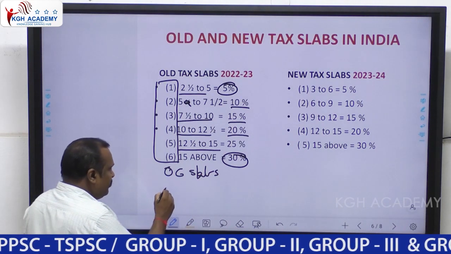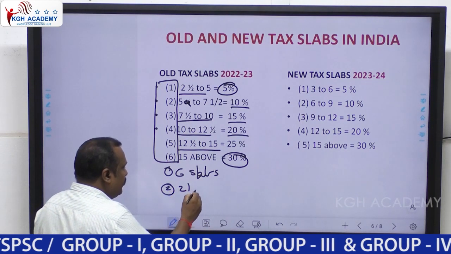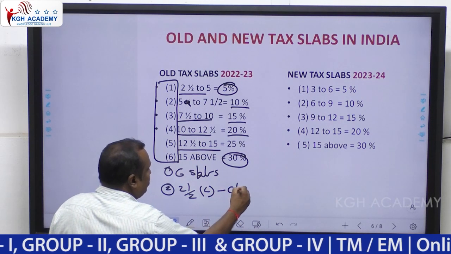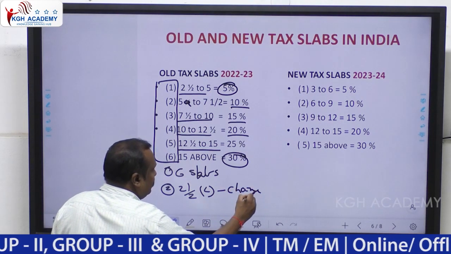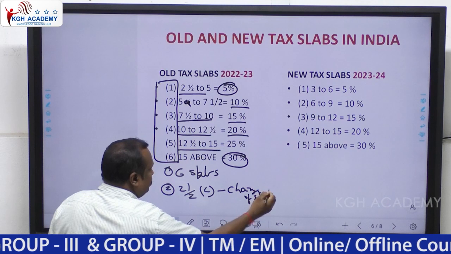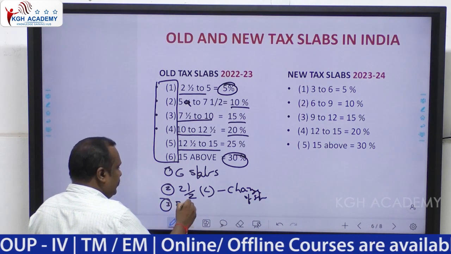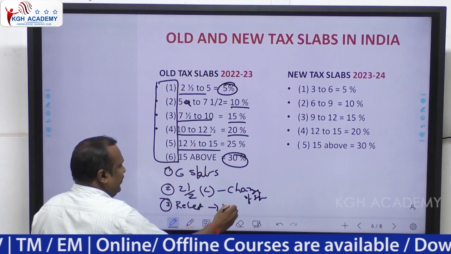And when the income is 2.5 lakh, there is a change of slab. And come to the third one, the rebate is 5 lakhs.